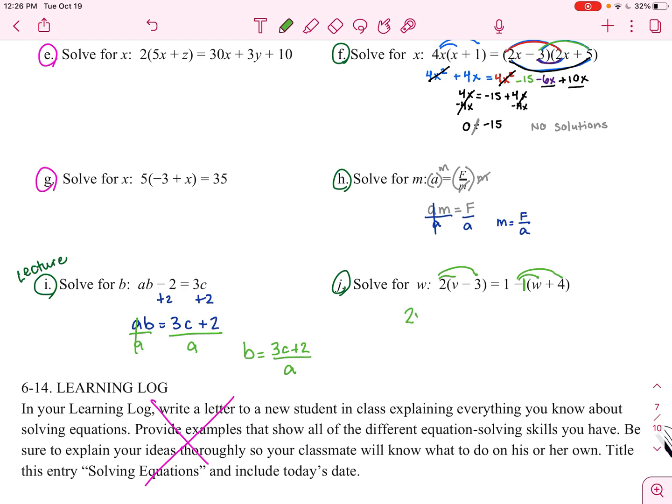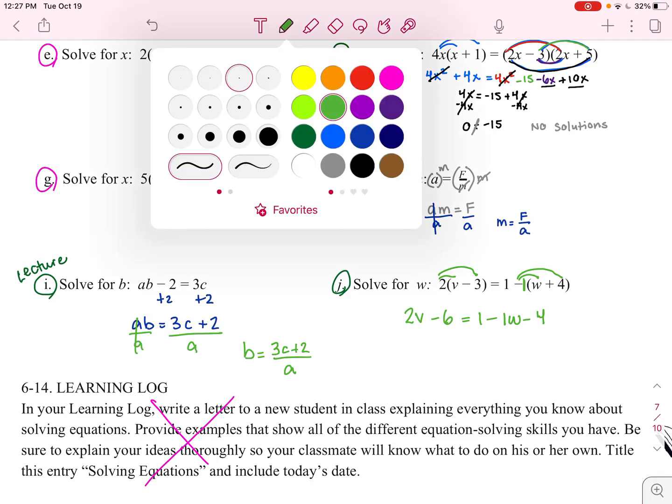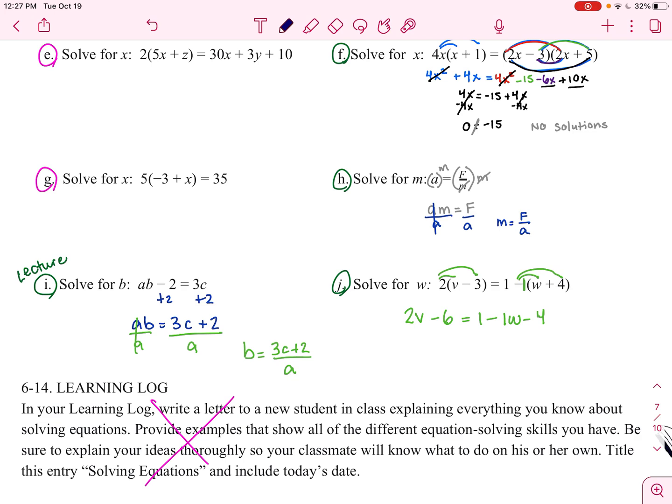2 times v is 2v minus 2 times negative 3, 6 equals 1 minus 1w, if you wanted to write the 1, minus 4. And we're solving for w. Okay, let's keep w on the side it is and put everything else on the other side. But first I'm going to simplify. What is 3 minus 4? That's a negative 3. So we have 2v minus 6 equals negative 3 minus 1w.